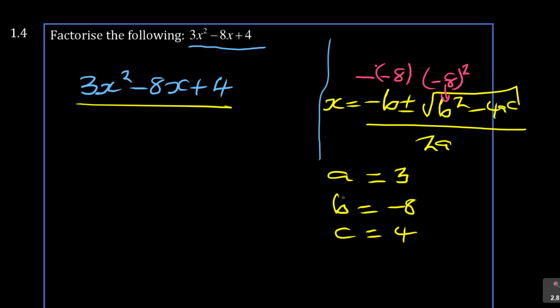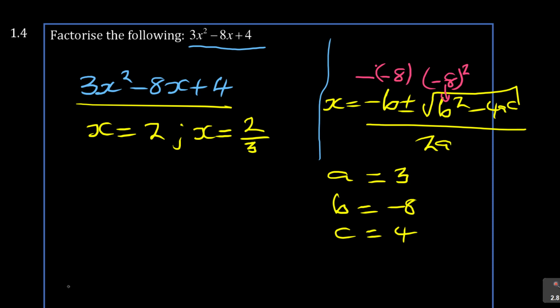What are you getting? x is equal to 2. Give me the other value. Okay, so I change the positive into a negative. Yes, you're right. Change that into a negative. The next value is 2 over 3. Perfect.